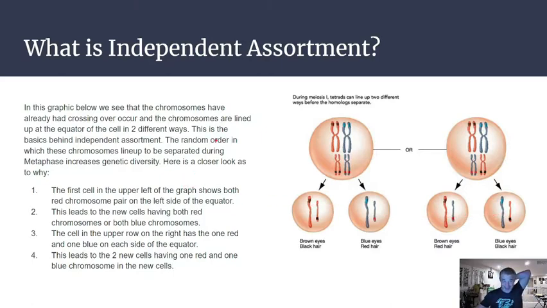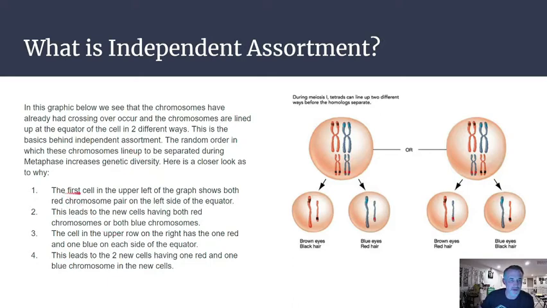But in addition to the crossing over, we also have these chromosomes independently assort. So let's talk about what that means. This is basically what's behind independent assortment: the random order in which chromosomes line up to be separated during metaphase increases genetic diversity. So here's how this happens. Let's follow these steps, and I think there's one more on the next page.